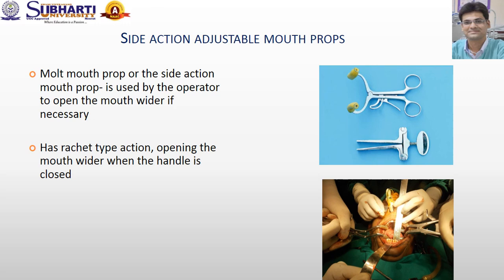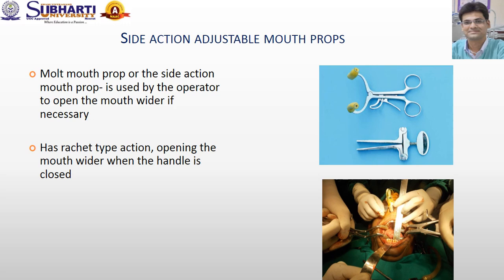Side action adjustable mouth prop. Molt's mouth prop is used by the operator to open the mouth wider if necessary. This instrument has a ratchet type action. It opens the mouth when the handle is closed. These instruments are used under general anesthesia or under sedation when wider mouth opening is required, like in cases of oral submucous fibrosis and TMJ ankylosis patients.